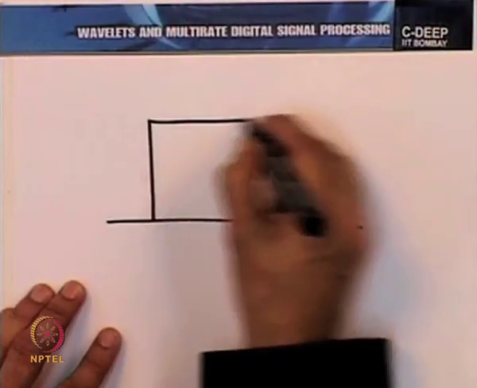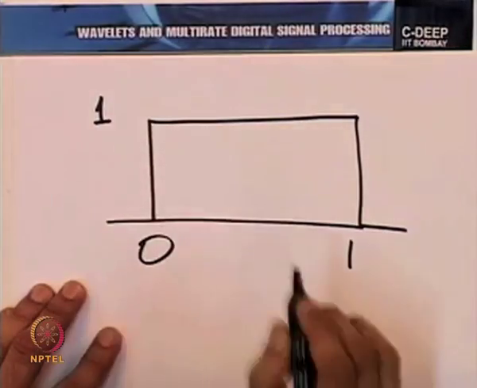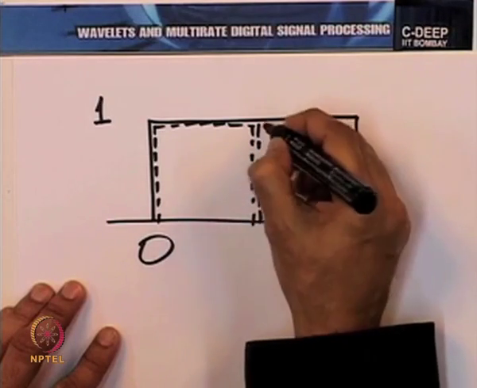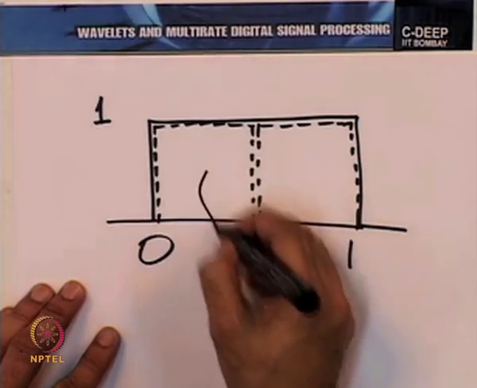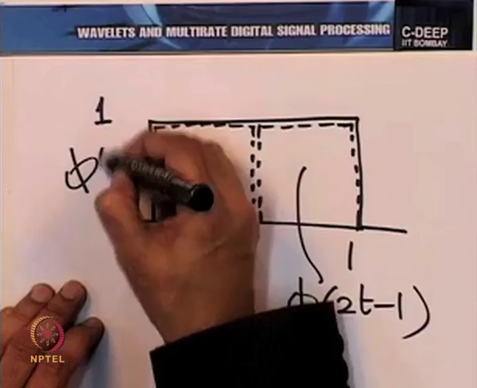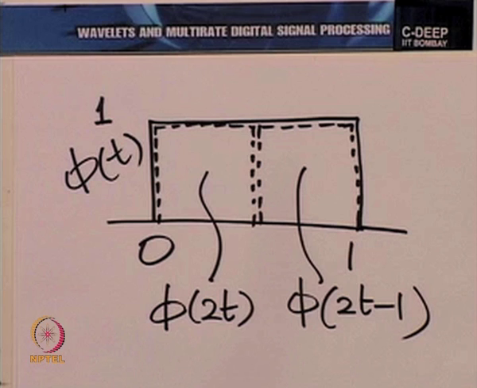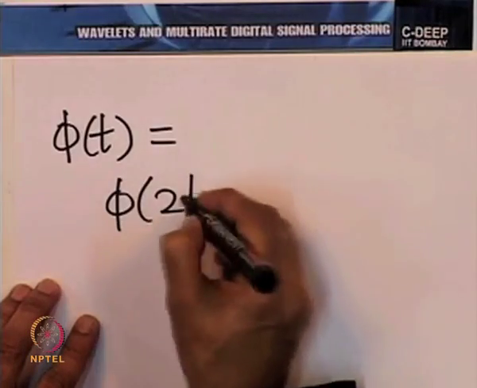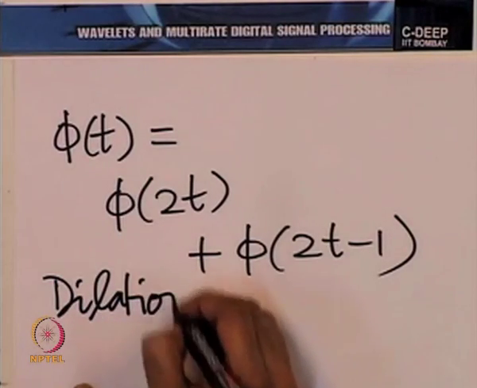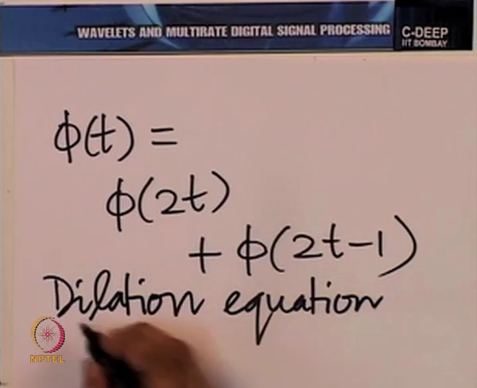And lo and behold, what is that dilation equation? That is also not difficult to determine. In fact, we can even see it graphically. If you recall, phi t looks like this. I have scaled up the drawing. All that you need to do to get this recursive equation is to notice that this can be redrawn like this. So, it has two components in it. The first component is phi 2t, the second phi 2t minus 1, and the whole thing is phi t. So, we have a beautiful dilation equation which governs phi t: phi of t is phi of 2t plus phi of 2t minus 1.